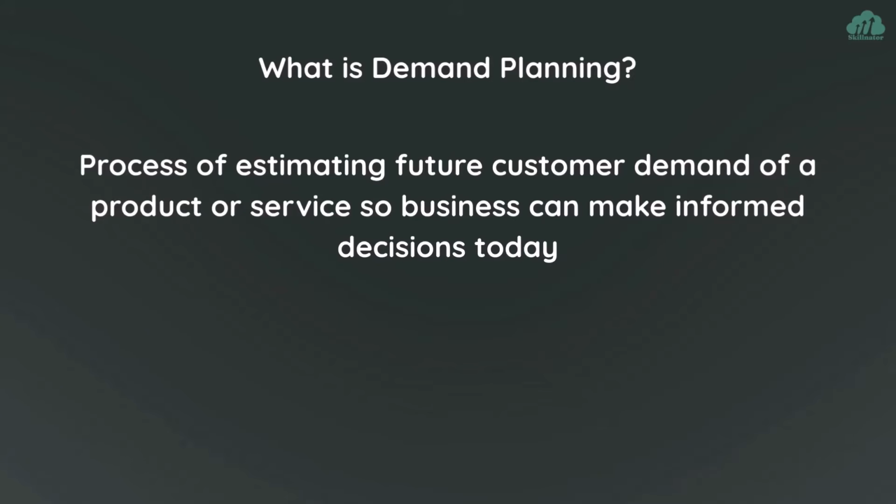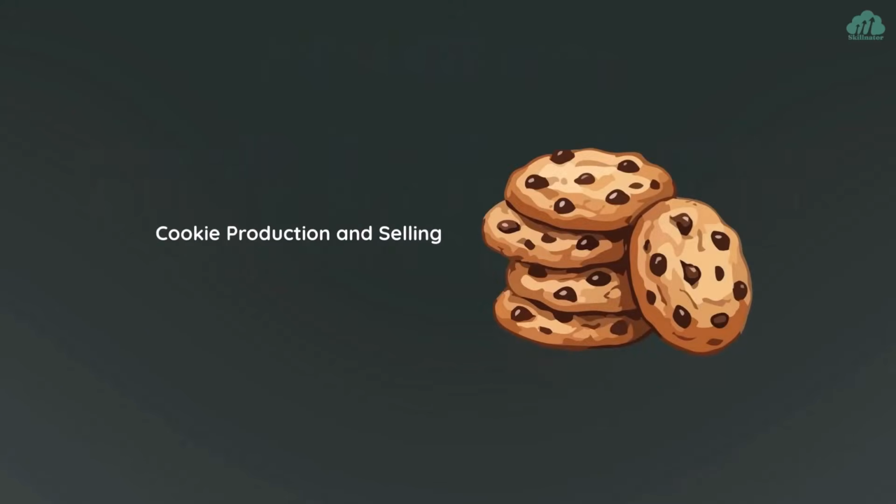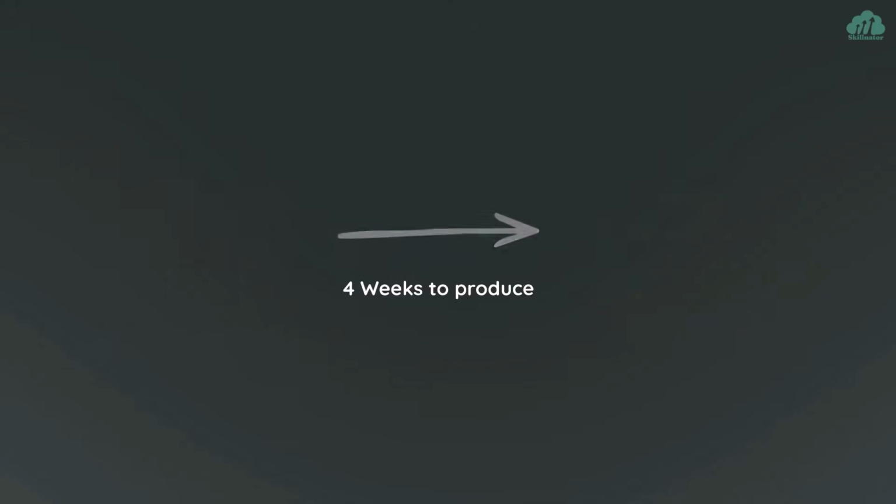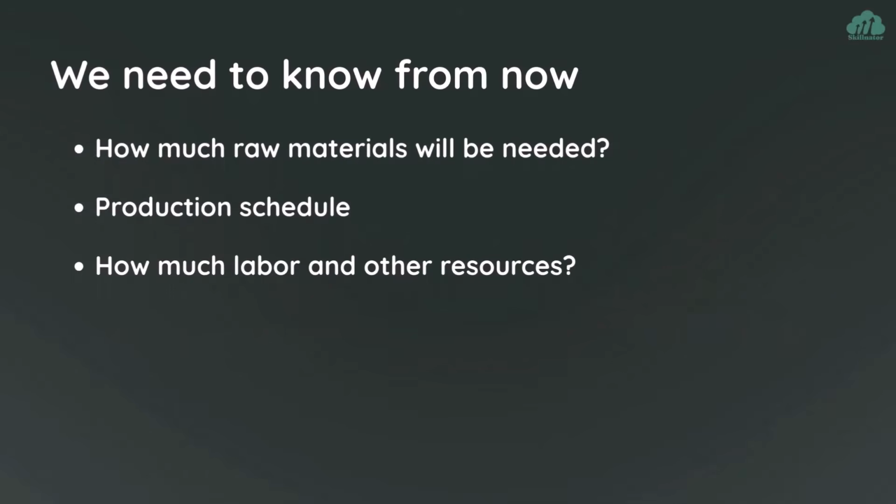Let me explain this with the help of an example. Imagine you're in the business of selling cookies, and let's assume it takes 4 weeks to produce those cookies. Now, if you want to meet customer demand successfully, you cannot wait until the orders arrive from the customers. You need to know today itself how many cookies customers are likely to need 4 weeks from now. If you have that visibility, you can procure the raw materials in advance, set up the production schedules, align people and resources, and ensure that in 4 weeks' time, you have the right quantity of cookies produced and ready to be shipped. This process by which businesses estimate the future demand is called demand planning.